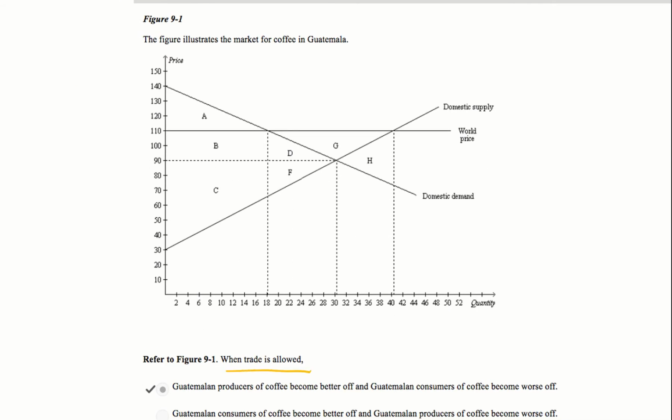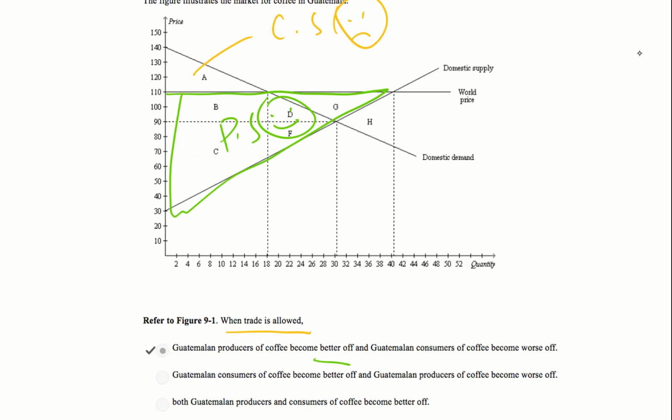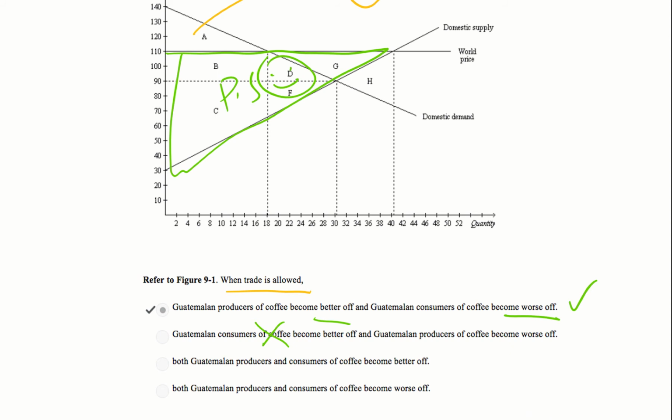When trade is allowed, so like we said before, with trade consumers are worse off. Producers are better off because they have more producer surplus. So Guatemala producers are better off and Guatemala consumers are worse off. So A is right. And B says Guatemala consumers are better off. That is false. Guatemala consumers are worse off because if you're exporting, you basically allow your domestic consumers to compete against foreign consumers. So they'll be worse off.